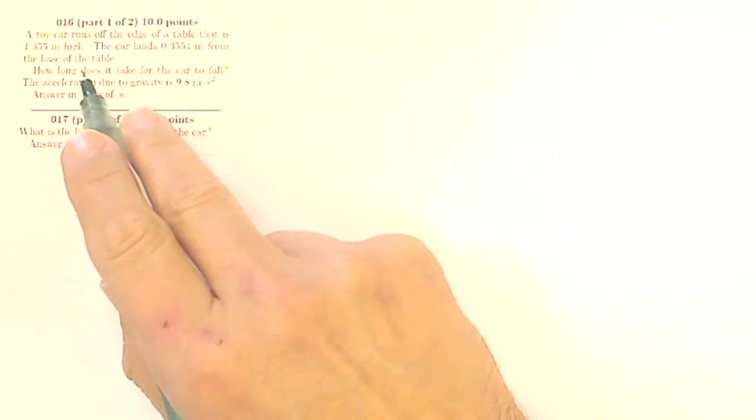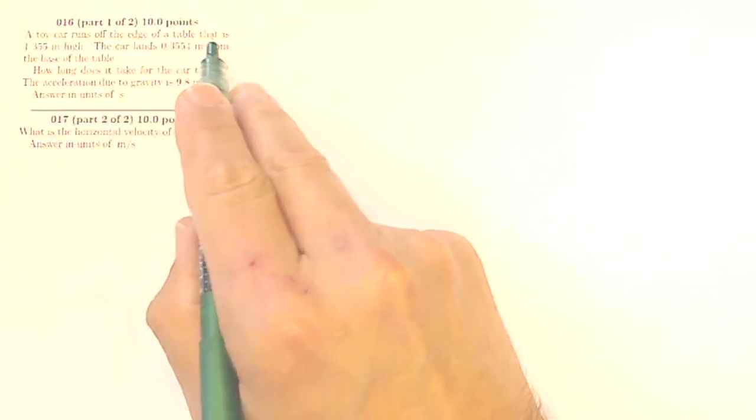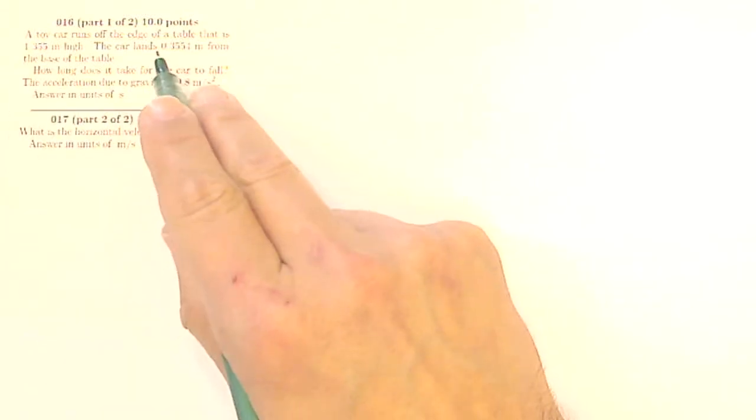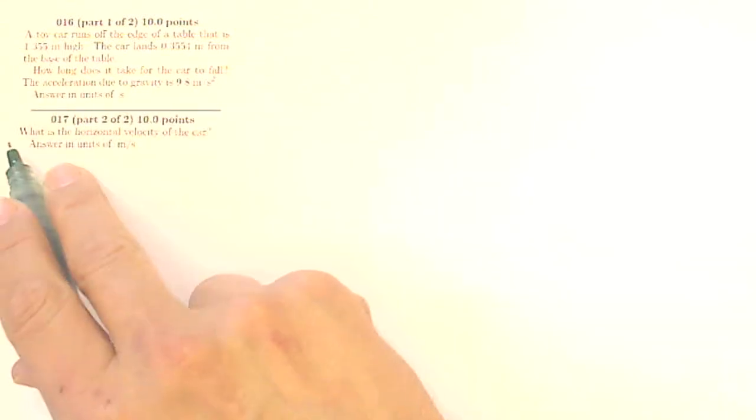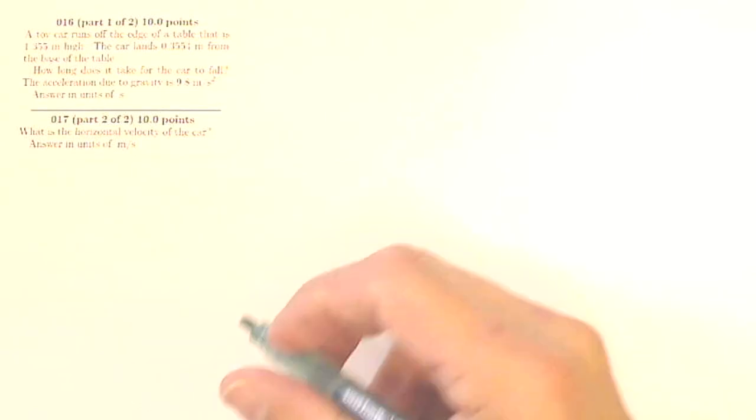This is physics homework number 7, questions 16 and 17. It says, a toy car runs off the edge of a table that is 1.355 meters high. The car lands 0.3554 meters from the base of the table. How long does it take for the car to fall? And then what is the horizontal velocity of the car?